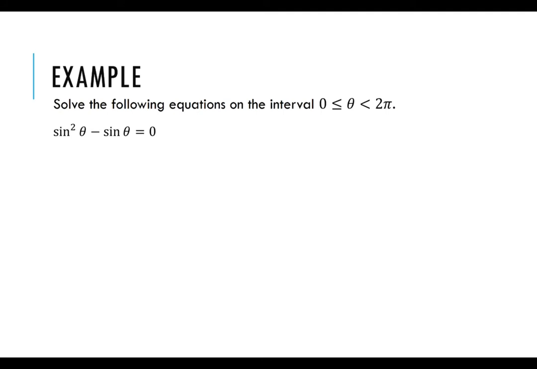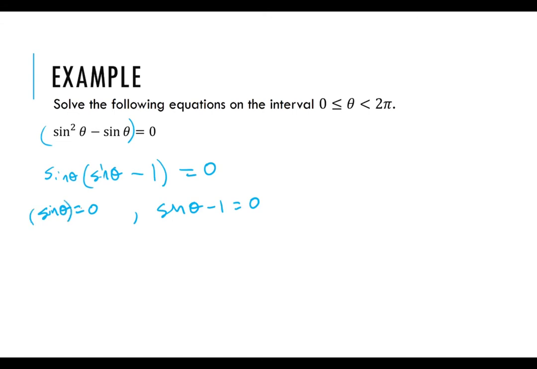So we've got to play an algebra trick. We're going to factor. So notice that sine squared of theta and sine of theta have a greatest common factor of sine of theta. So factor out sine of theta. Sine squared of theta divided by sine of theta is going to leave me with sine of theta. And then negative sine of theta divided by sine of theta is going to leave me with negative 1. That's equal to 0. At this point, we can use the zero product property. Sine of theta is equal to 0, and sine of theta minus 1 is equal to 0.